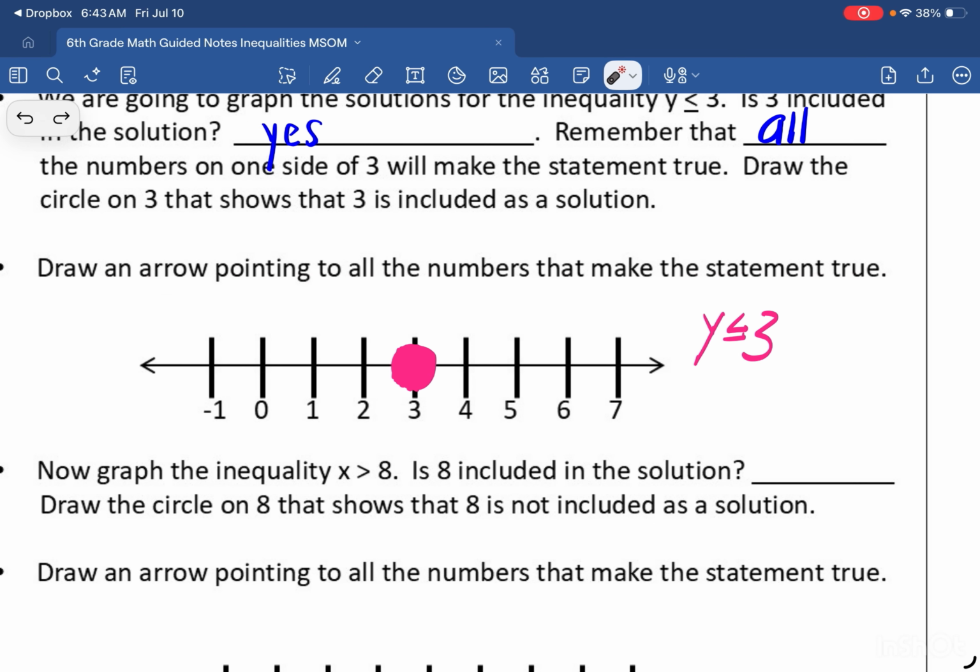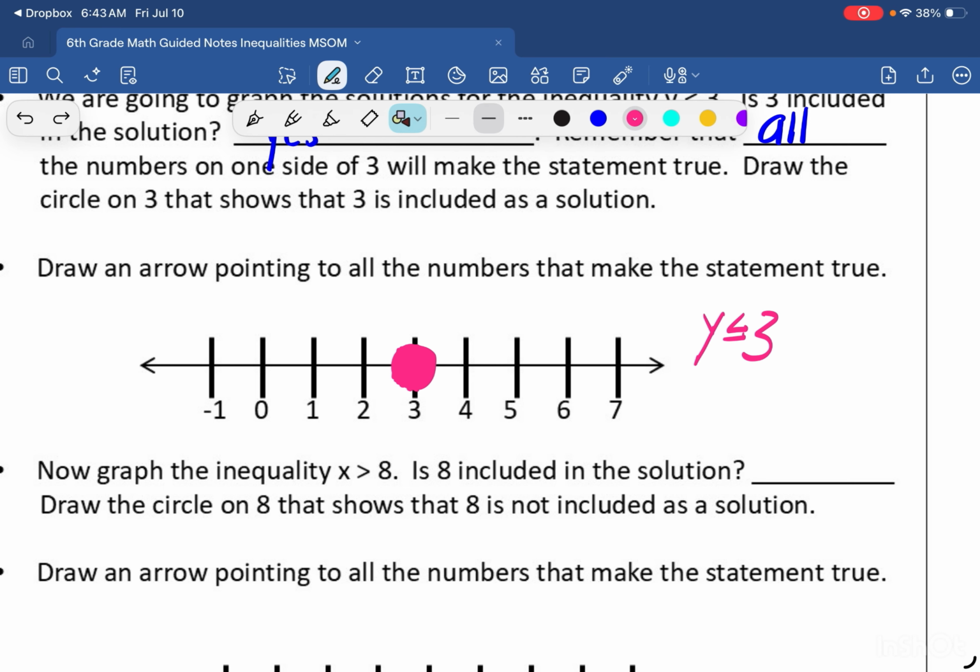Draw an arrow pointing to all the numbers that make the statement true. My statement is y is less than or equal to 3. So I need all the numbers that are less than or equal to 3. And that is all the numbers in this direction. These numbers are all less than 3, and then equal to would be the circle on the 3.